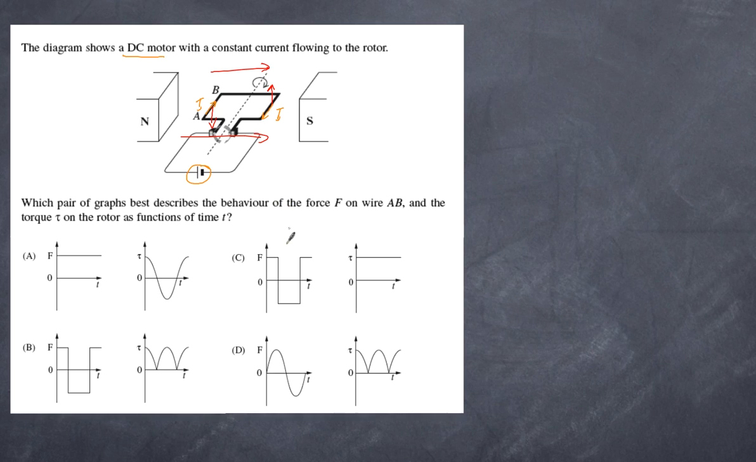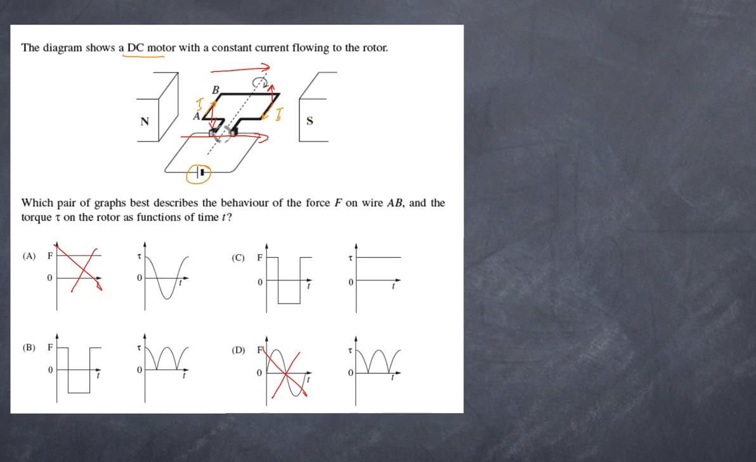That automatically removes this one and this one. So now we are down to two possible answers. And if you are completely stuck about understanding torque, you at least now have a 50-50 chance of getting it correct. But the important thing now is what is happening to the torque. Well, as this turns, then the amount of torque actually decreases.